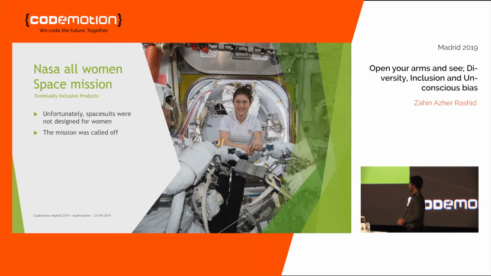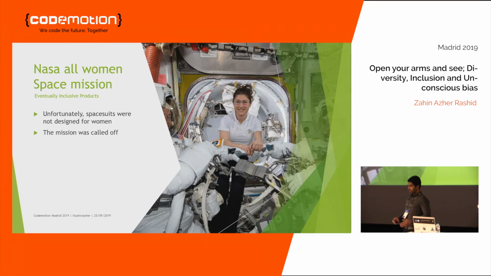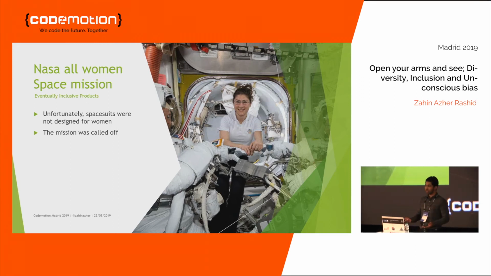So the second example is the NASA space mission. Probably you might have heard about this. This happened in March. NASA launched a mission called the All-Women Spacewalk. But during the days of the launch, they realized that the spacesuits which they had built were not accustomed to women. And then there was huge backlash on social media, on Reddit, on every platform.